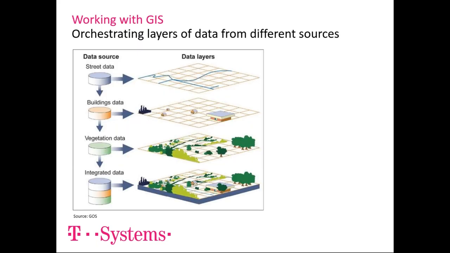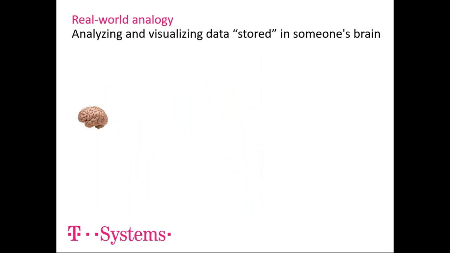Okay, so how do you actually work with GIS data? First and foremost, working with GIS, analyzing and visualizing GIS data is about orchestrating layers of data from different sources. So this might sound a little bit complex and confusing. So let me use an analogy from the real world. So let's assume that you want to analyze and visualize data that is quote unquote stored in someone's brain, right? You can have two different types of data. This can be either abstract data or visual data.